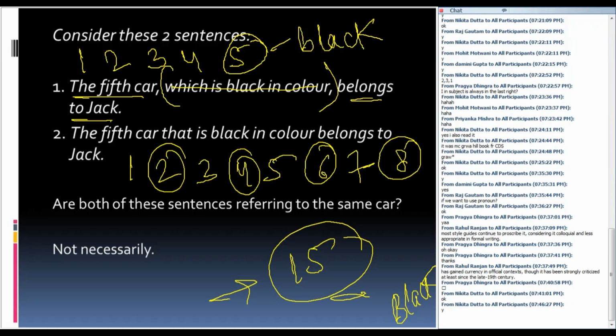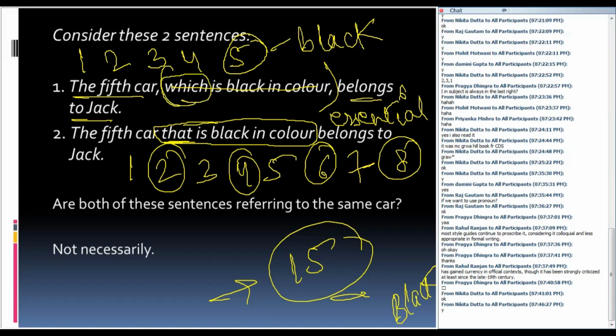What does this tell us? This tells us that when you use the word that, whatever information comes after the word that is essential information. Without this information, you cannot find out the subject. You cannot locate that car. It is essential. Whereas, when you use the word which, whatever information you provide is non-essential. Even without that information, you can easily locate the car.